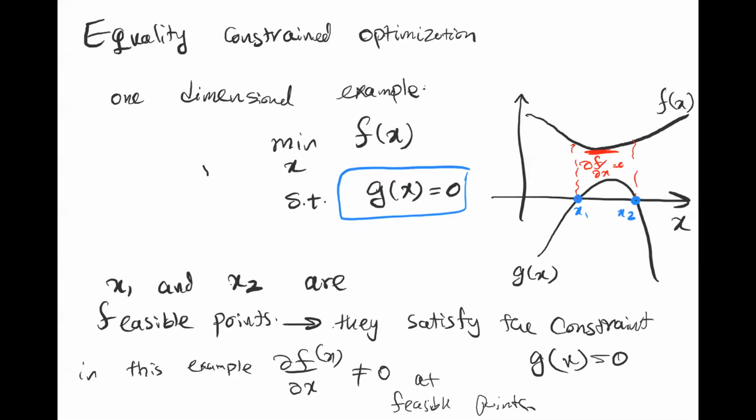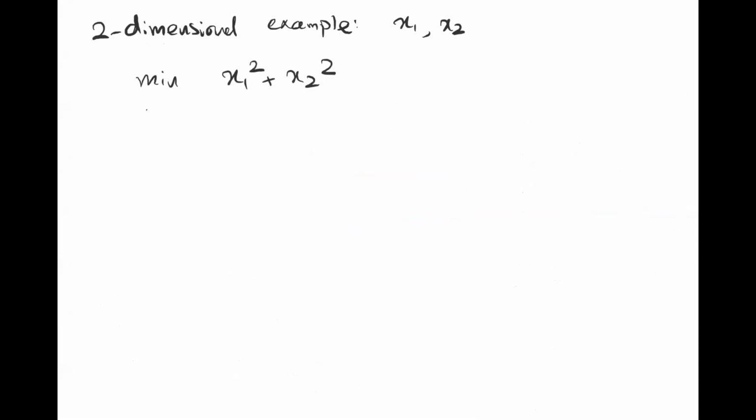All right, now let's take a look at an example in the two-dimensional case. Two-dimensional means we have x1 and x2. So minimizing x1 squared plus x2 squared, over x1 and x2, subject to minus x1 minus x2 plus 4 is equal to 0.